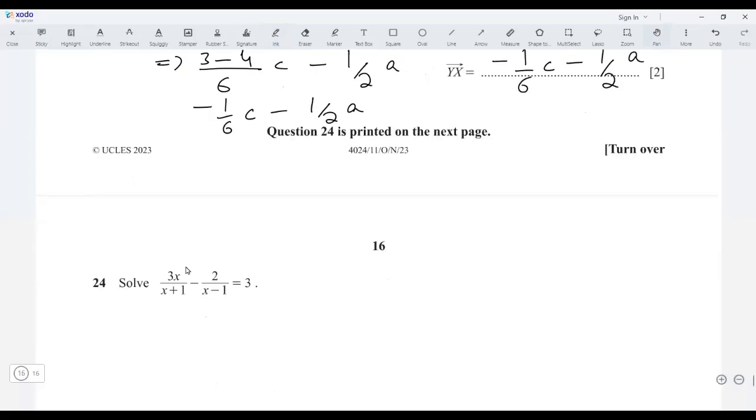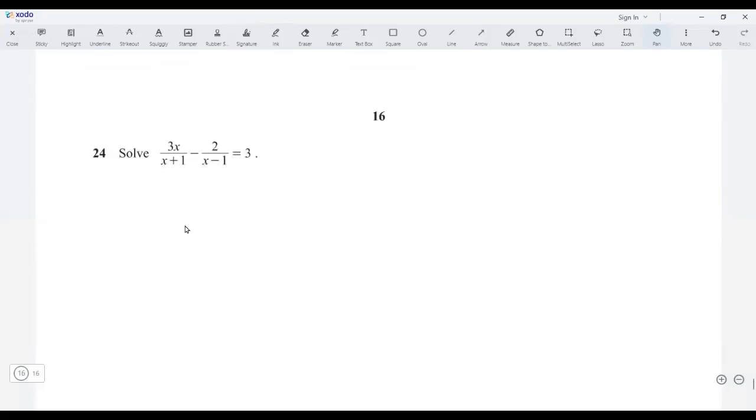So we're moving towards question number 24. That is the last one that we have to solve. Solve means we have to find the value of x. How can we solve it? Look at the denominators, both are different. So it means that we have to multiply the other one, divided by x minus 1, in the denominator as well.